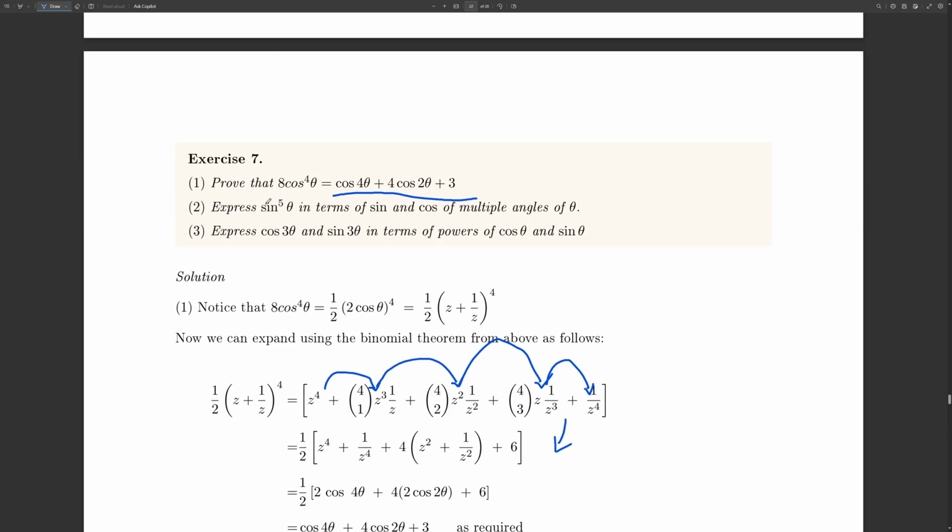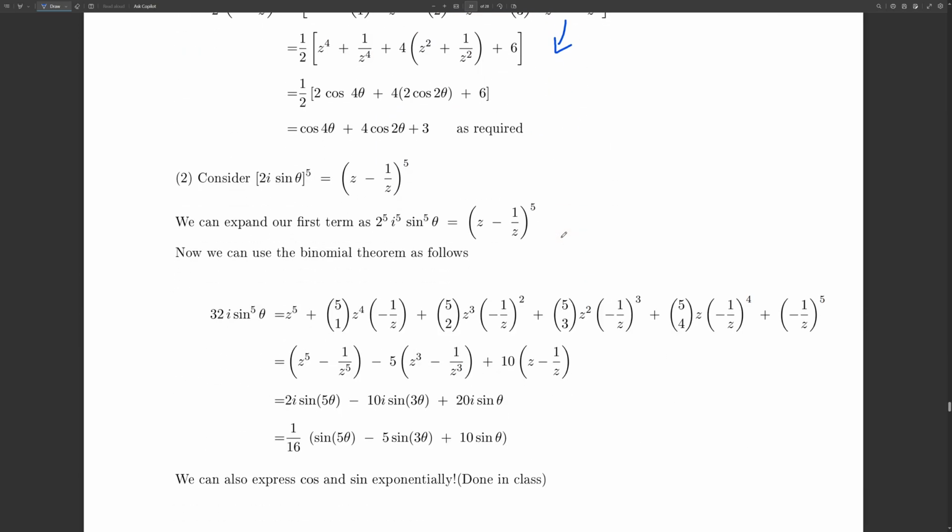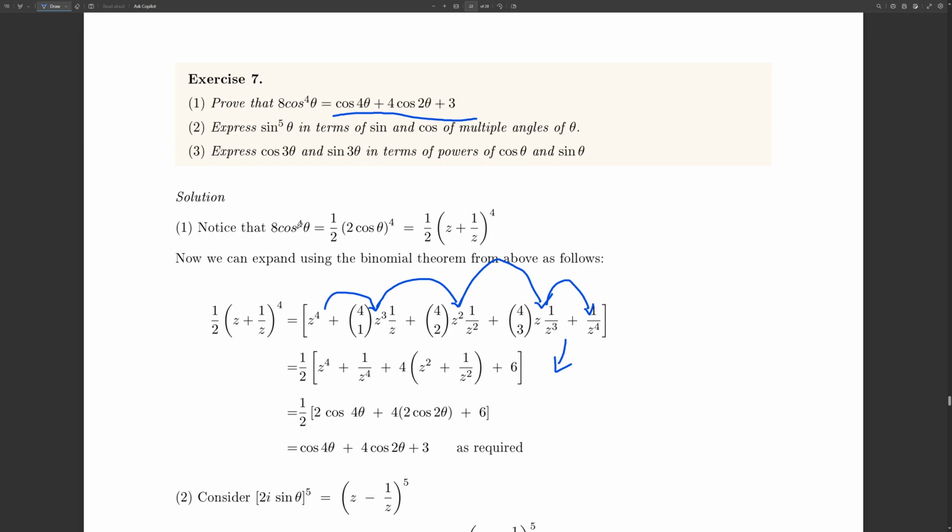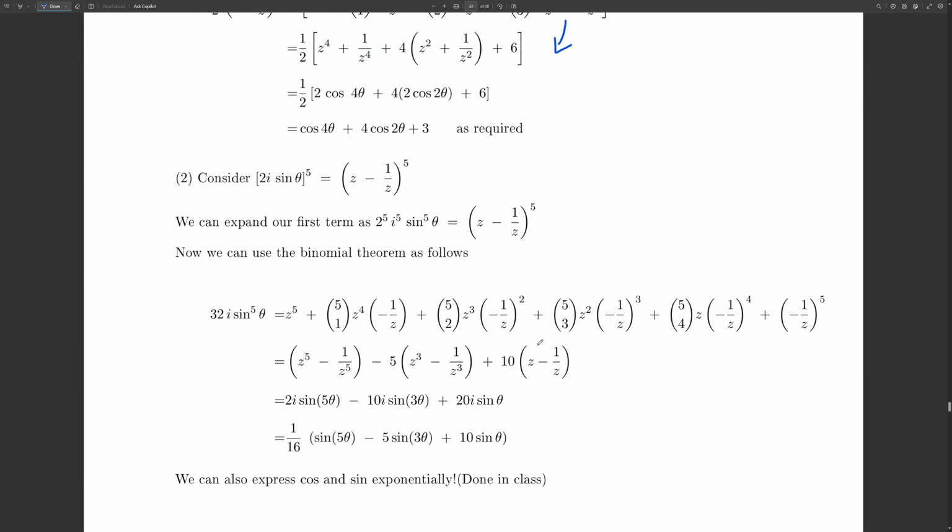Let's look at the second one. Sine to the power of 5 theta in terms of sine and cos of multiple angles of theta. So I'm doing the same thing again, right? But this time I only have sine. This one was an example involving cos. I gave you the answer, so you work towards it. This time it's sine to the power of 5 theta, but I don't tell you what this side looks like, so you have to solve it now.